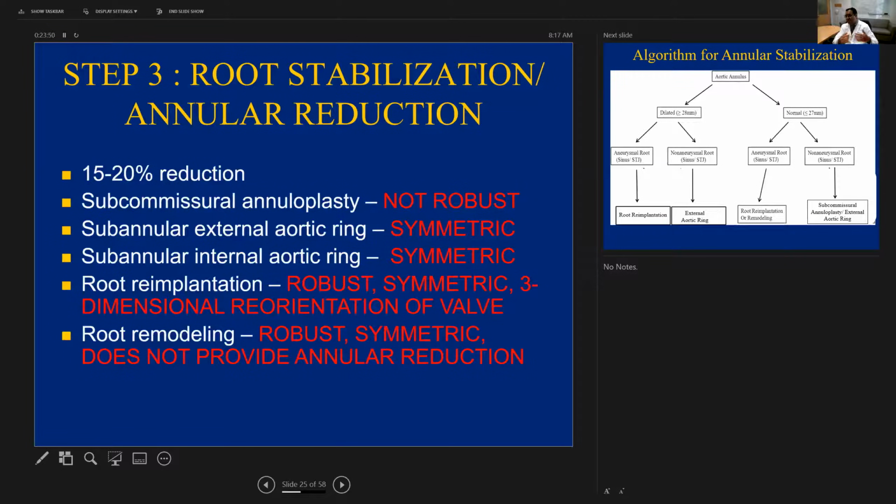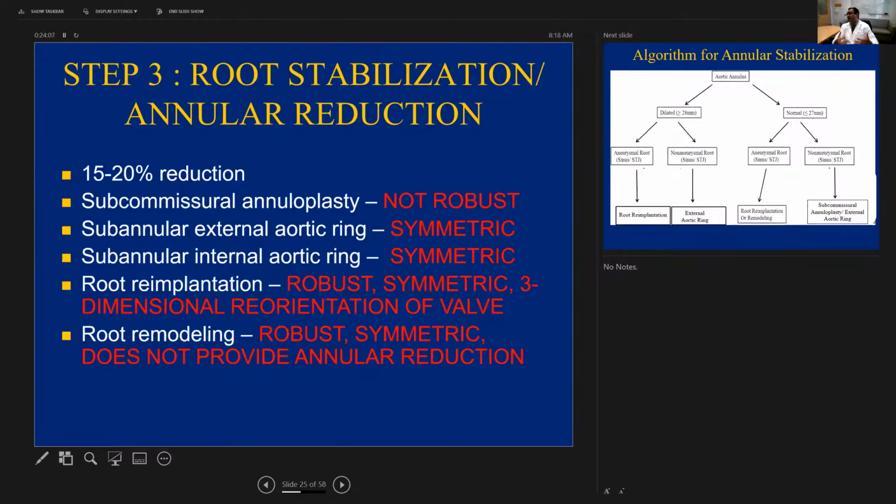This is just like the mitral valve paradigm, where you can do a mitral valve repair surgically, but almost every time that we do a mitral valve repair, we do a ring. We do a ring for annular stabilization. The same concept applies for the aortic root and the aortic annulus.